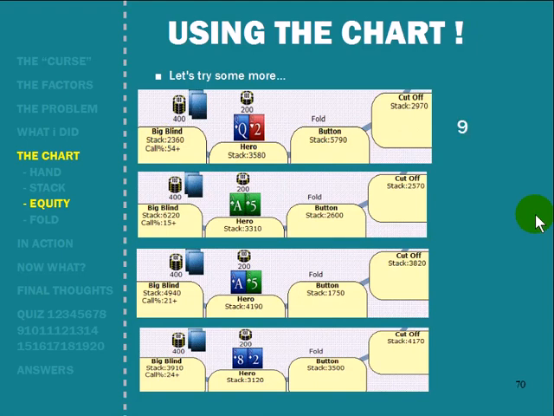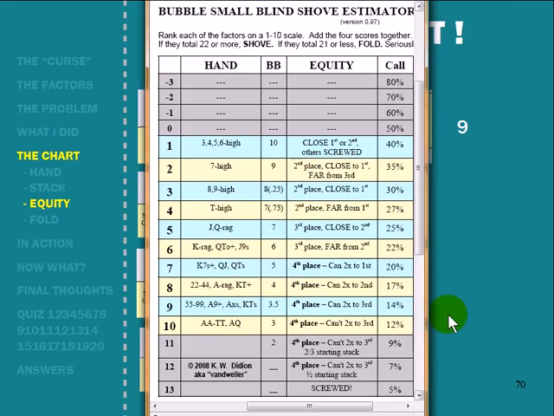So 8 plus 1 is 9, and we get a 9. And so our next one here, we are not covering him, so we're going to evaluate ours. We are in second place, but we are far from first, right? So our base score, second place far from first, is a 4.